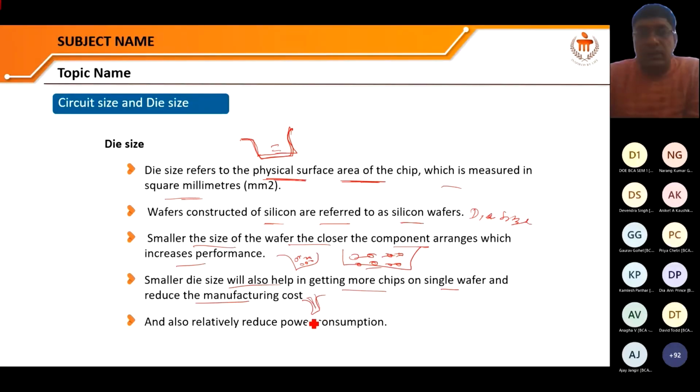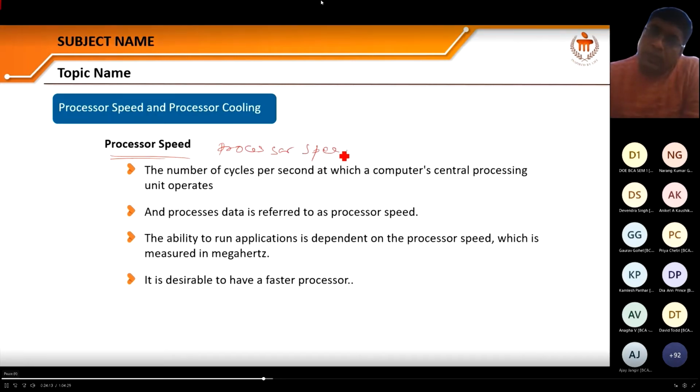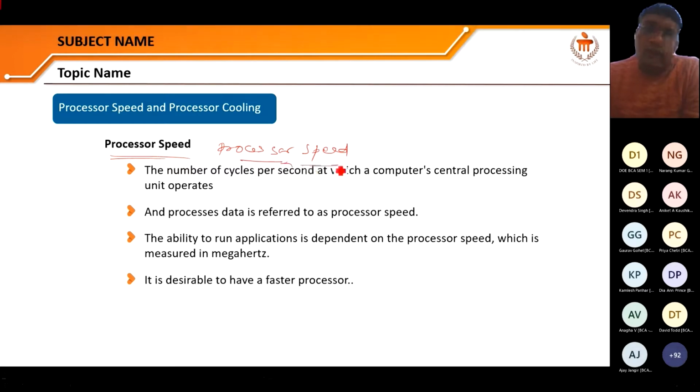Now the next things we will discuss are processor speed and processor cooling. So what is the meaning of processor speed, and why should the processor speed be higher? Here I am going to give one analogy. What is the role of the processor speed, and why do we need it higher?